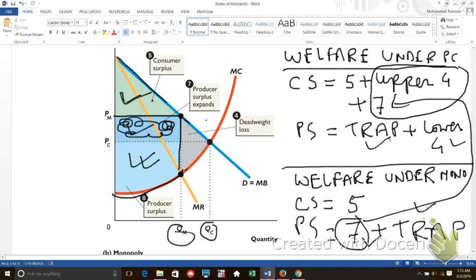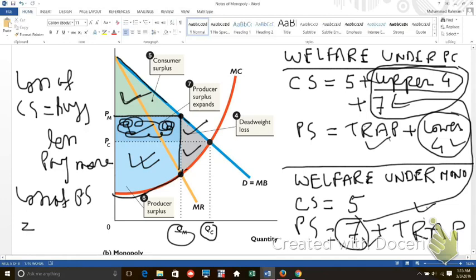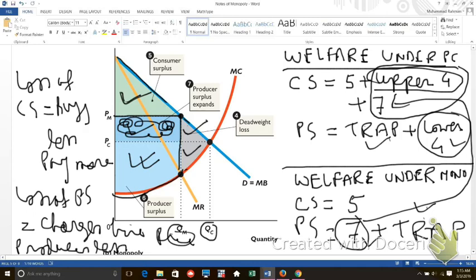What is lost from the economics perspective is the upper 4 of consumer surplus and the lower 4 of producer surplus. So it's this upper triangle and the lower triangle of 4 that is completely missing from the economic outcome. Why? The loss in consumer surplus comes from the fact that buyers buy less and pay more. Both of them are inefficient from an economics perspective. Loss of producer surplus comes from the fact that the producer charges a higher price and produces less.